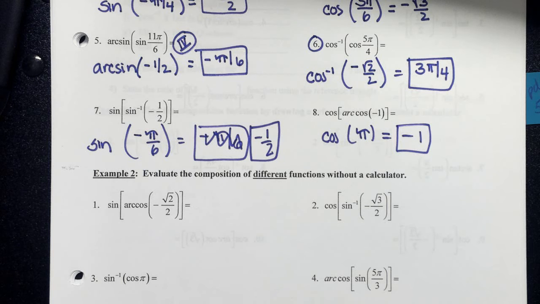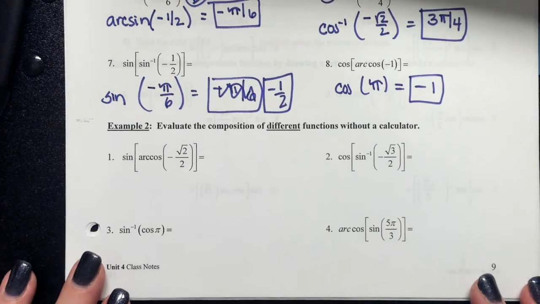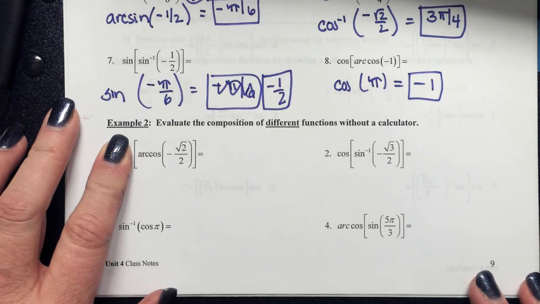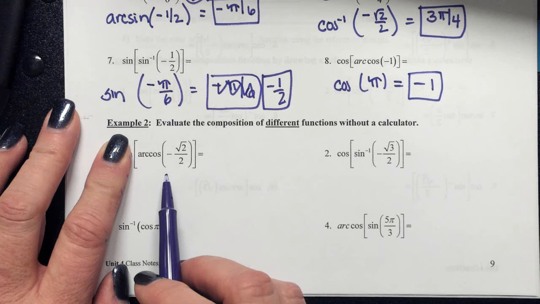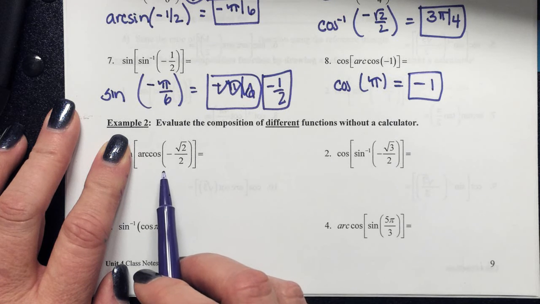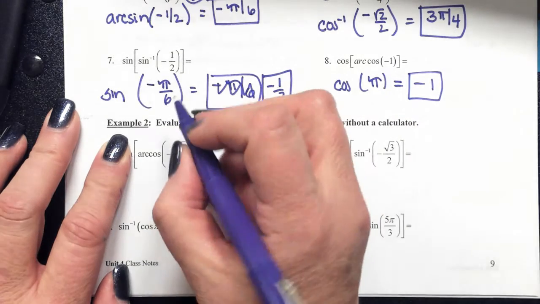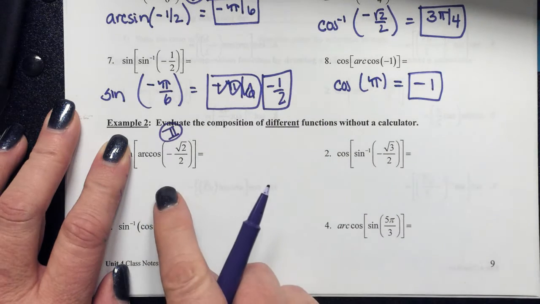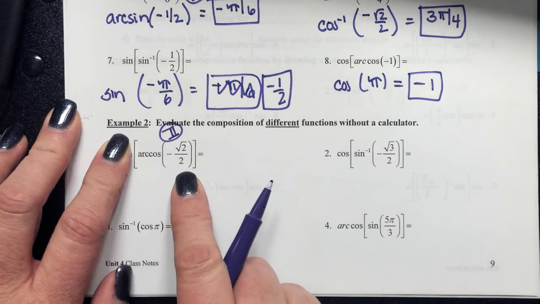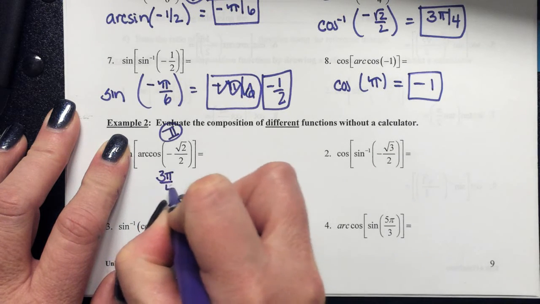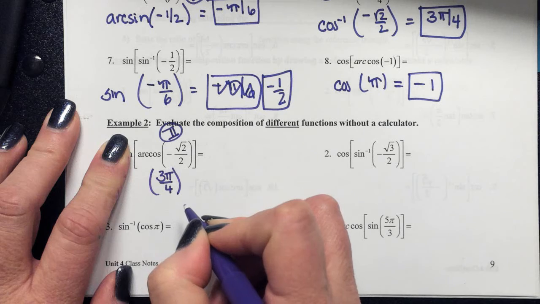So now let's take a look. So sometimes you do composition where the functions are mixed together. So again, you still have to cover up what's on the outside and look on the inside. Arc cosine of negative square root 2 over 2. Where are you allowed to be for inverse cosine? You're in quadrants 1 and 2. So because it's negative, you're in quadrant 2. So what's the angle in quadrant 2 that has the cosine value of negative square root 2 over 2? 3 pi over 4.